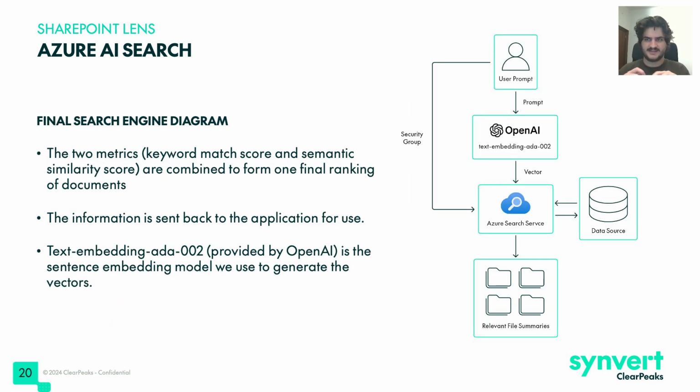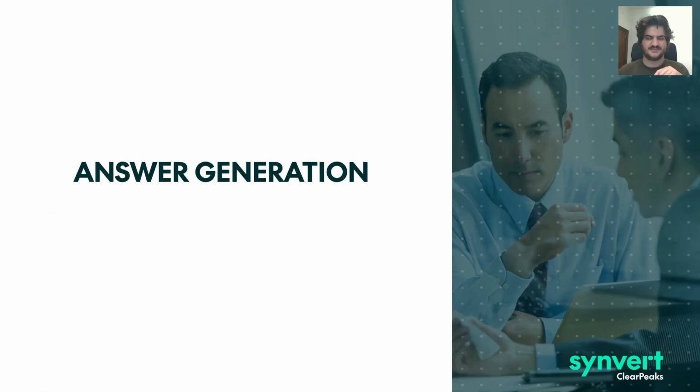But in any case, this is the final diagram of the entire document retrieval process. So you have the user that submits a prompt. This is then turned into a vector, and alongside the security group, all of this is used by Azure AI Search to get the documents and return them back to you. And now we move on to the second part, which is answer generation.